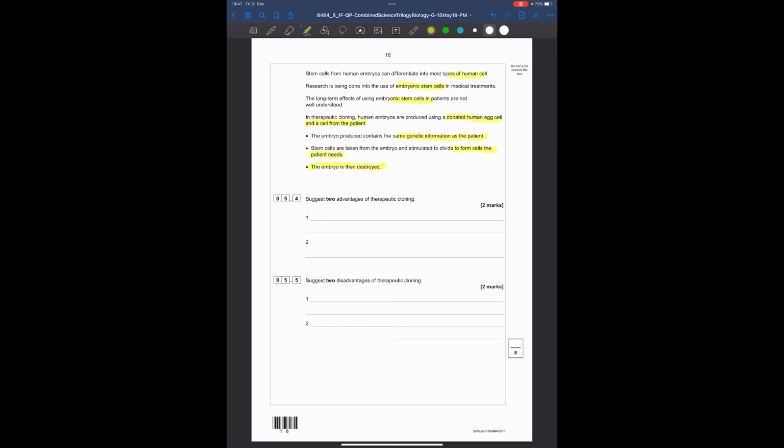So effectively what is happening is they have a donated egg cell, okay, they take that genetic material out and they insert the genetic material from the patient.